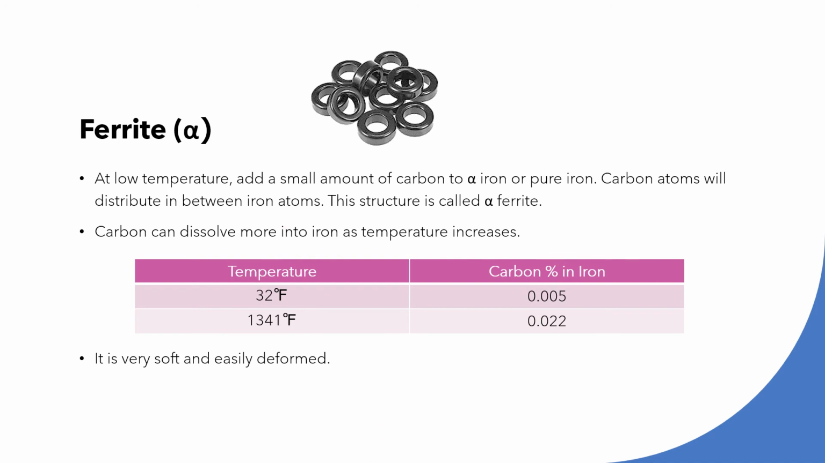So we go back there, we have an iron atom right there, an iron atom. This is just exaggerated, okay? And then you might have a carbon atom. And the iron is bigger than carbon in the periodic table, so don't forget that. So the point is, they're going to distribute between the iron atoms, and we call the structure ferrite.